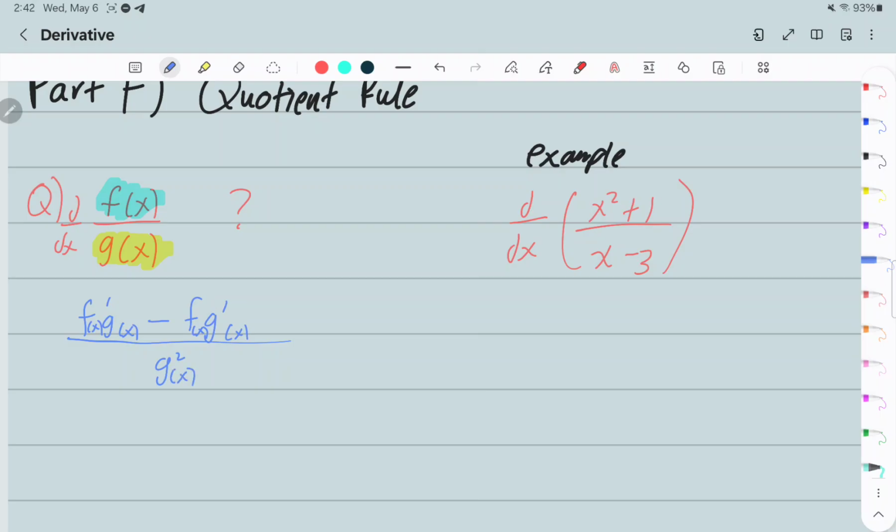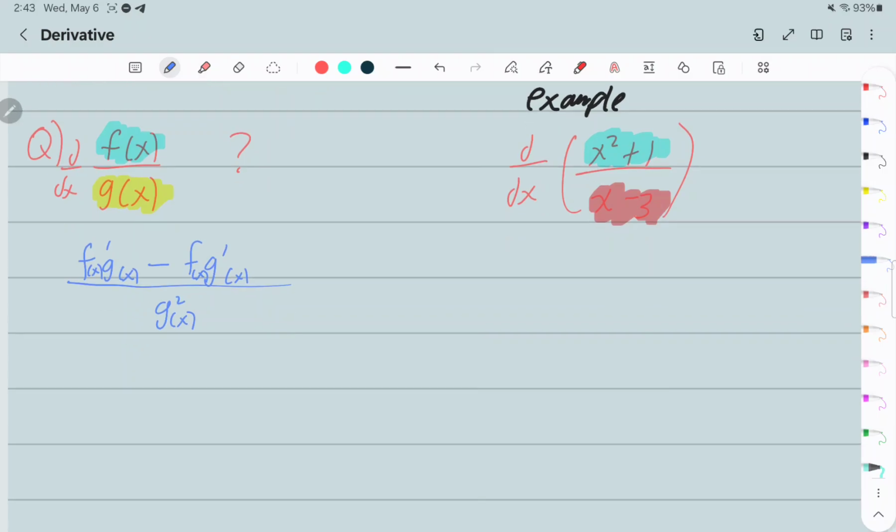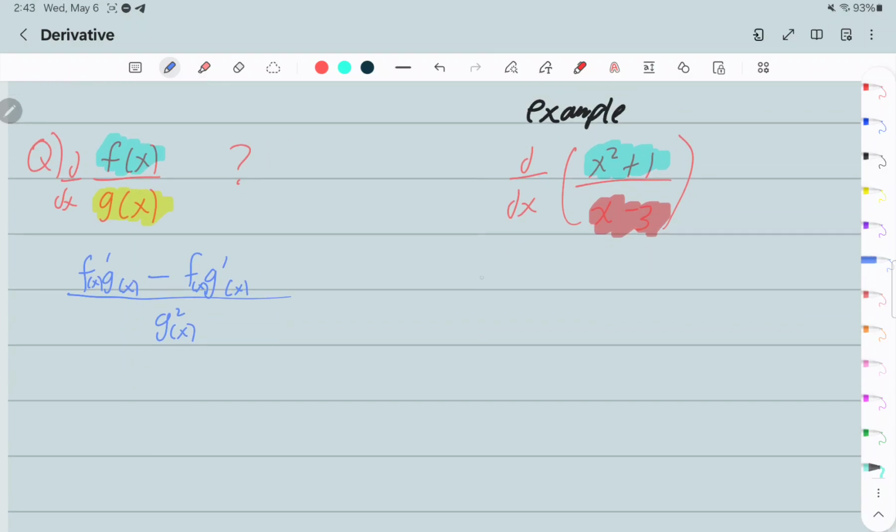So again, the ideology is still the same. Find your f, find your g, and then you just find your f', g', and plug it in the formula. So if we see the top is x squared plus 1. The bottom is x minus 3. So you just start simplifying it. How? Let's just look at it. Let's just say my f(x) is x squared plus 1. My g(x) is x minus 3. Now my f'(x) would be 2x. The constant is always 0, so you just leave it like that.